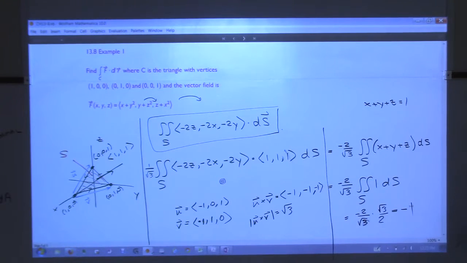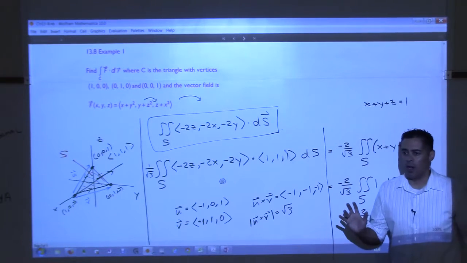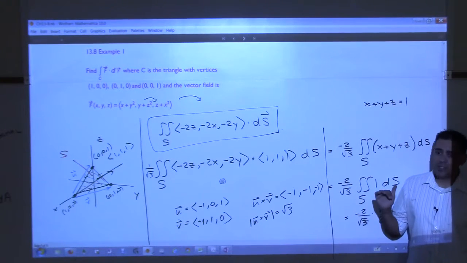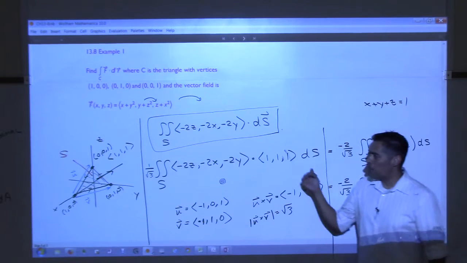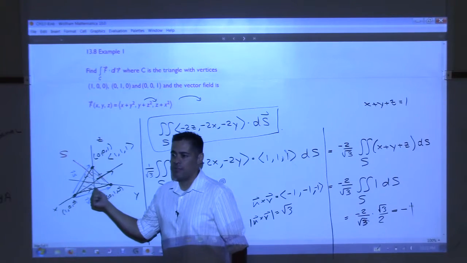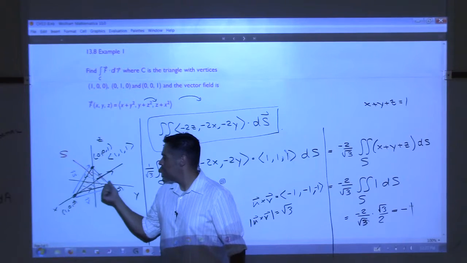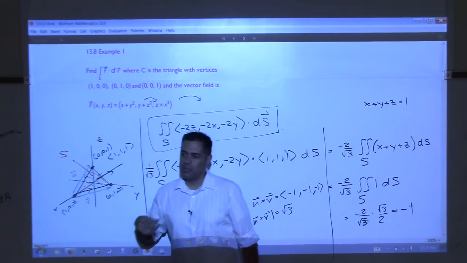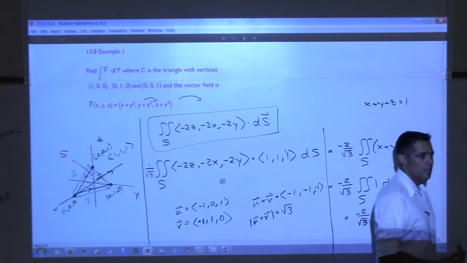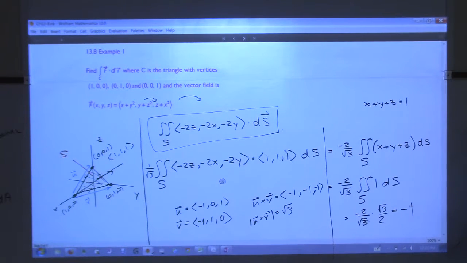There's nothing wrong with using the normal vector, but here's what I'll warn you of. If you're going to use the normal vector, you better be able to find the area of S. Because if you can't find the area of S, it's going to be problematic, unless everything works out perfect. Does that make sense? In this case, we got lucky because we can find the area of S.